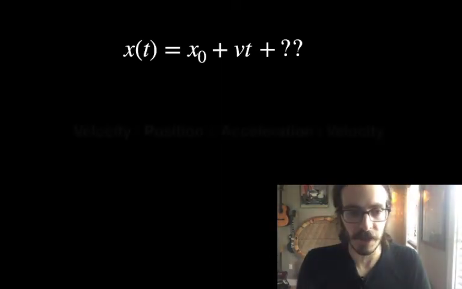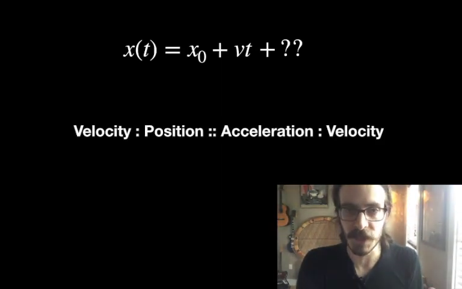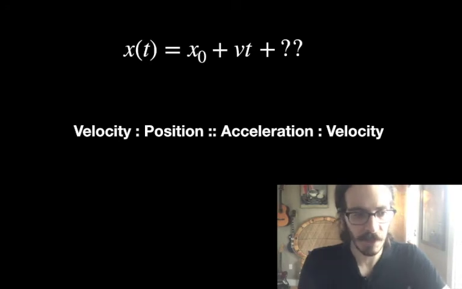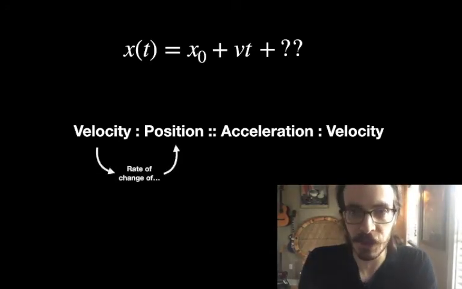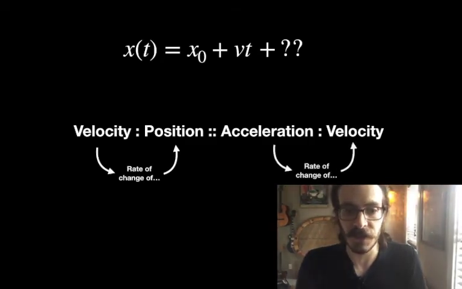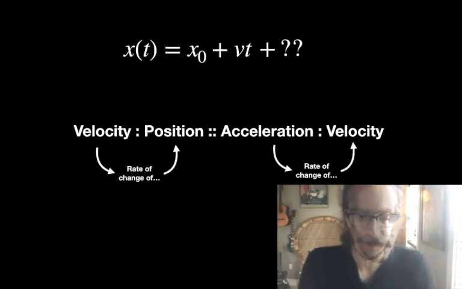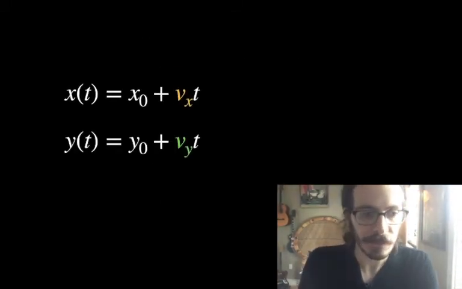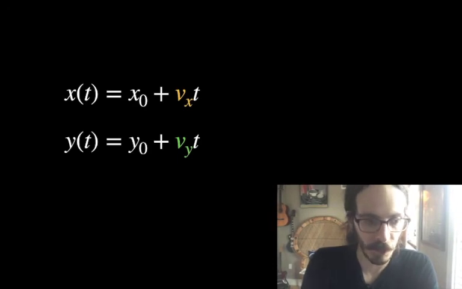So the analogy here is that velocity is to position as acceleration is to velocity. And if you think about that, it makes sense because velocity is the rate of change of position. So that means acceleration is the rate of change of velocity. If we want to understand that a little bit more precisely, we have to look at the math. So these are our equations we had before.